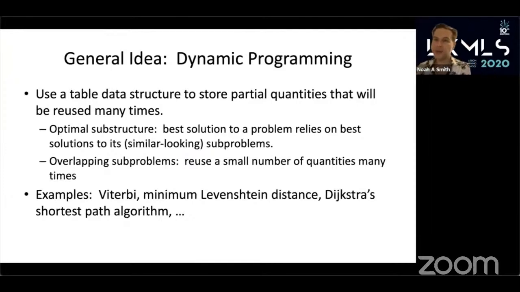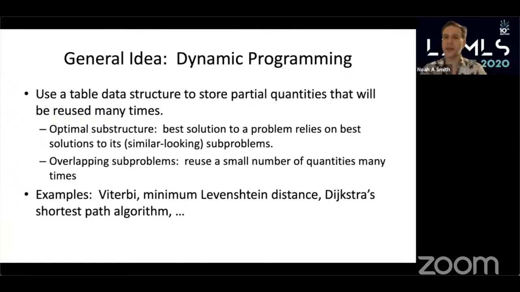Okay, so that was the Viterbi algorithm, and if you haven't seen it before, it probably reminds you of other algorithms. It's an instance of something known as dynamic programming, where you build a data structure that's like a table, and you store partial quantities, and you reuse each one many times. Dynamic programming has a couple of properties. One is that the best solution to one problem relies on best solutions to similar looking subproblems. So getting the best solution for a prefix at position I relies on getting the best solutions to smaller subproblems for prefixes of length I-1, and so on and so forth, back to the very beginning.